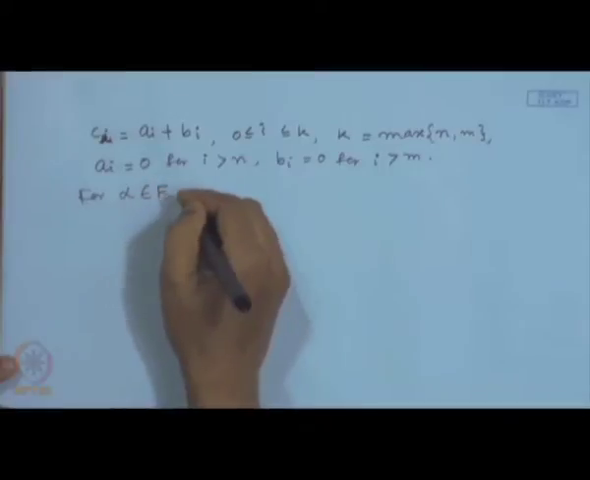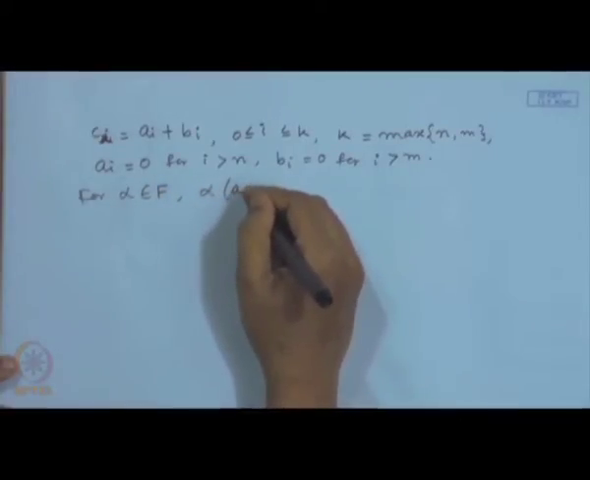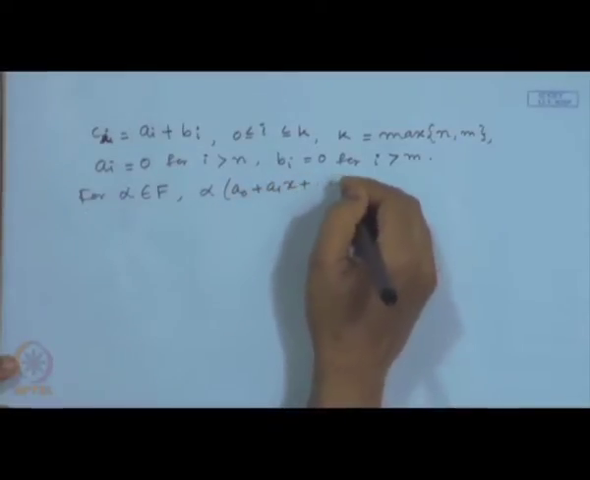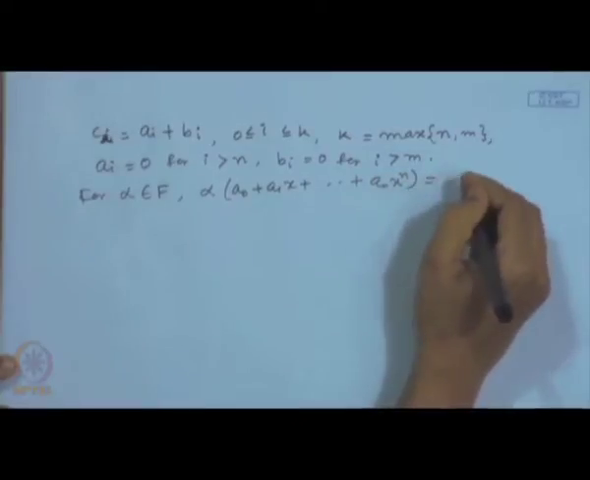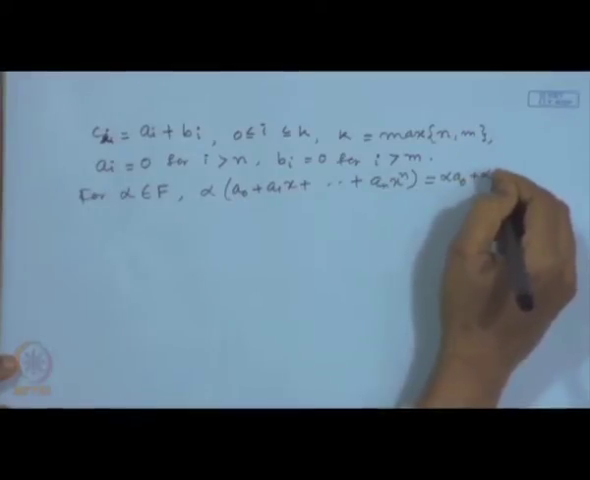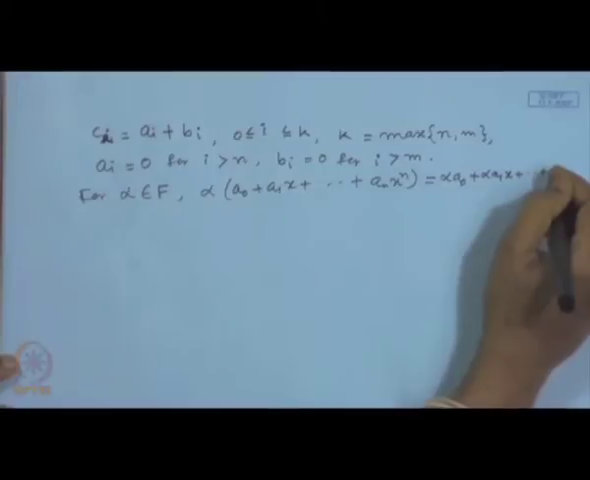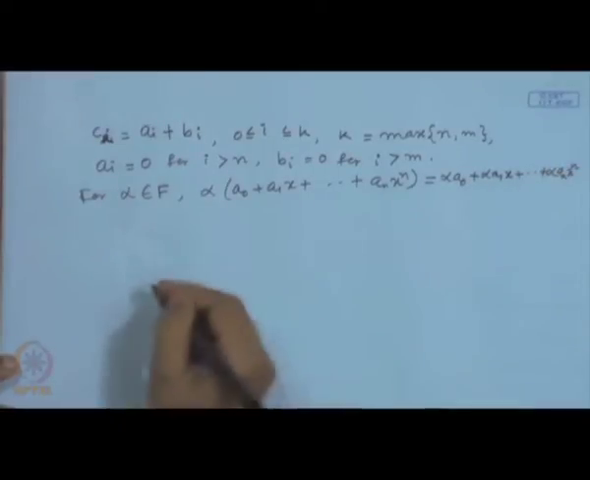and for any scalar alpha times any polynomial a 0 plus a 1 x plus up to a n x to the power n, it is equal to alpha a 0 plus alpha a 1 x, like this, up to alpha a n x to the power n.